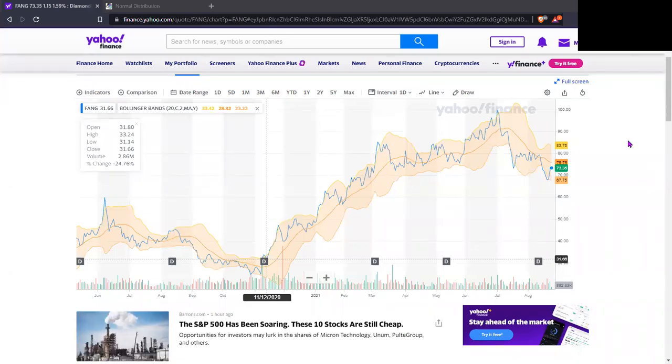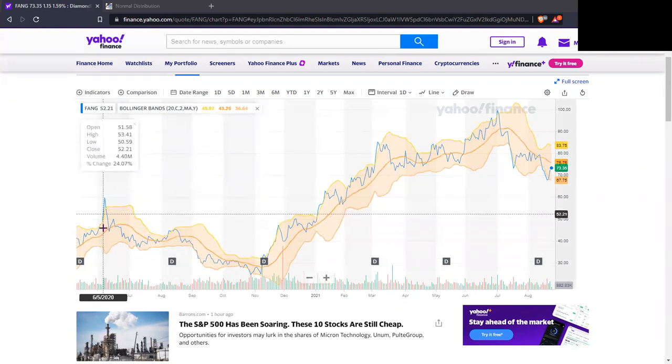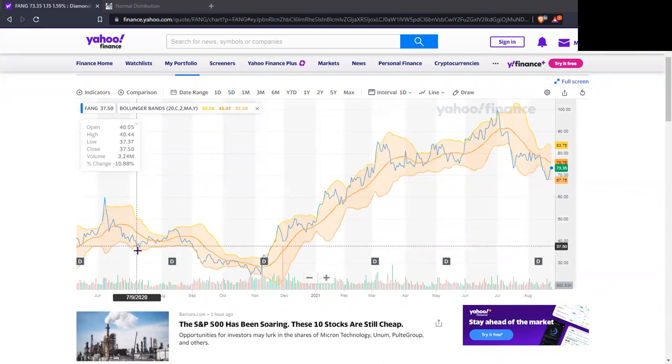Welcome. Today we're going to be talking about Bollinger Bands. Bollinger Bands are an indicator used to show a potentially overbought or oversold condition for a particular security. When the prices are near the top of the band, that indicates an overbought position. When they're near the bottom, that indicates an oversold position.